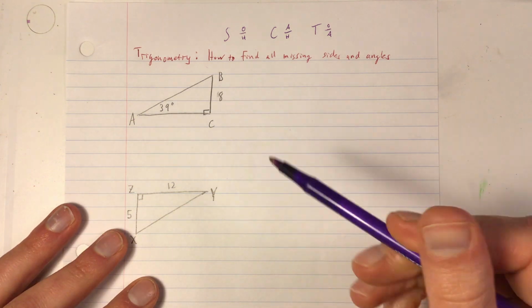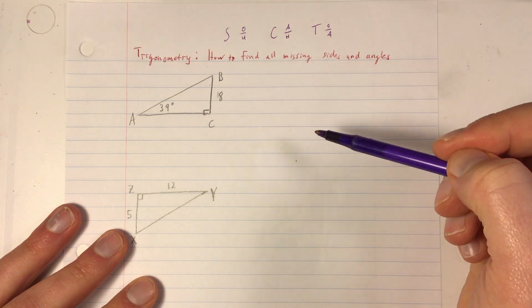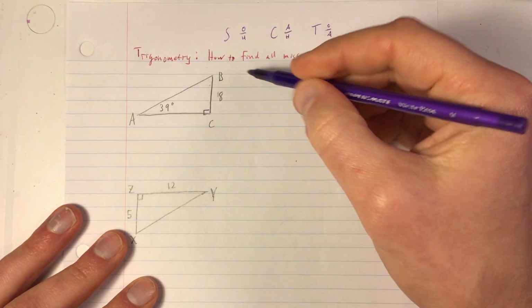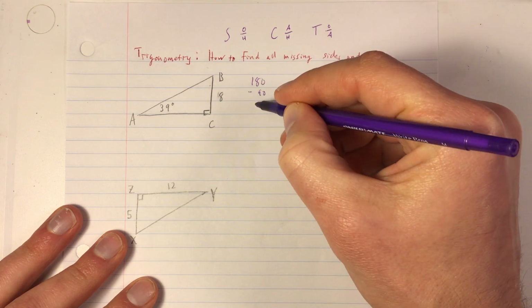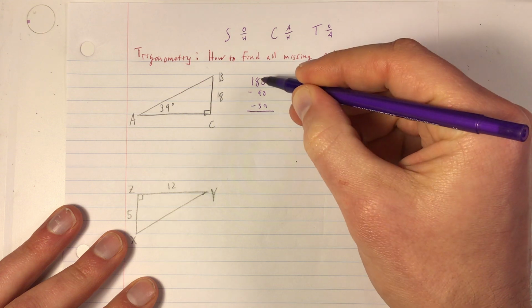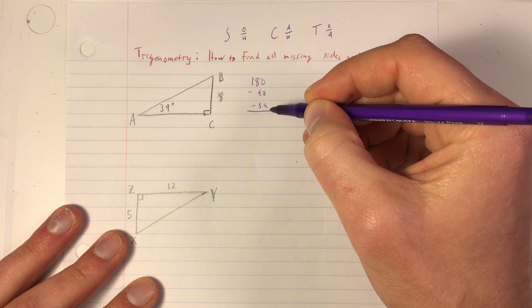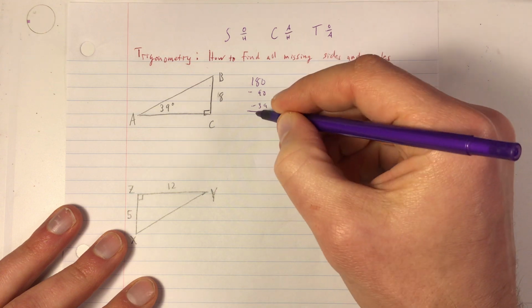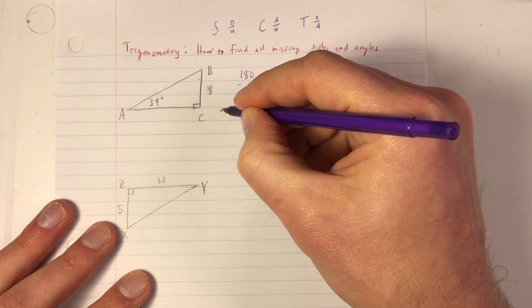So let's see here. Well, the easiest part, of course, is finding the missing angle. I can use the triangle sum theorem. There's 180 degrees in that triangle. So 180 minus 90 minus 39. Well, 180 minus 90 would be 90. 90 minus 30 would be 60. Minus 9 more would be 51 degrees. So I know angle B is 51 degrees.